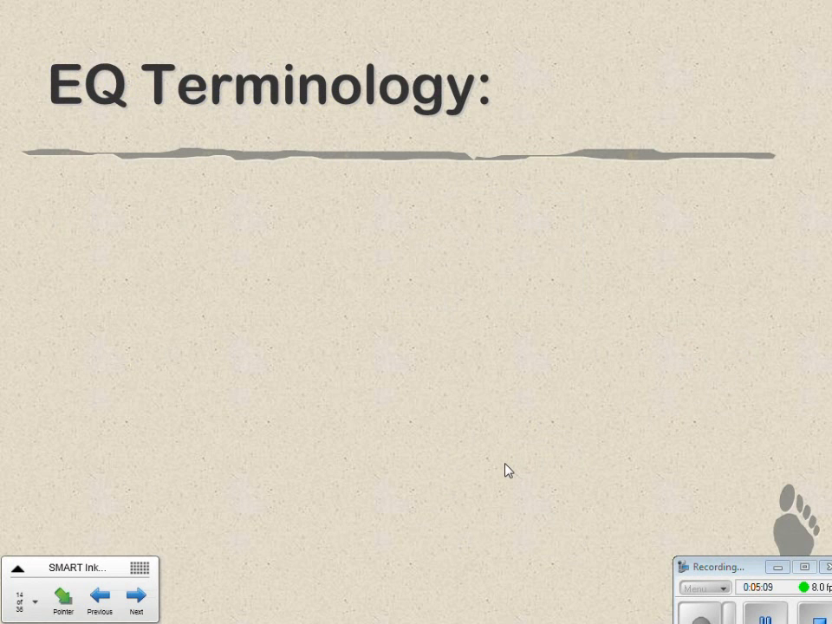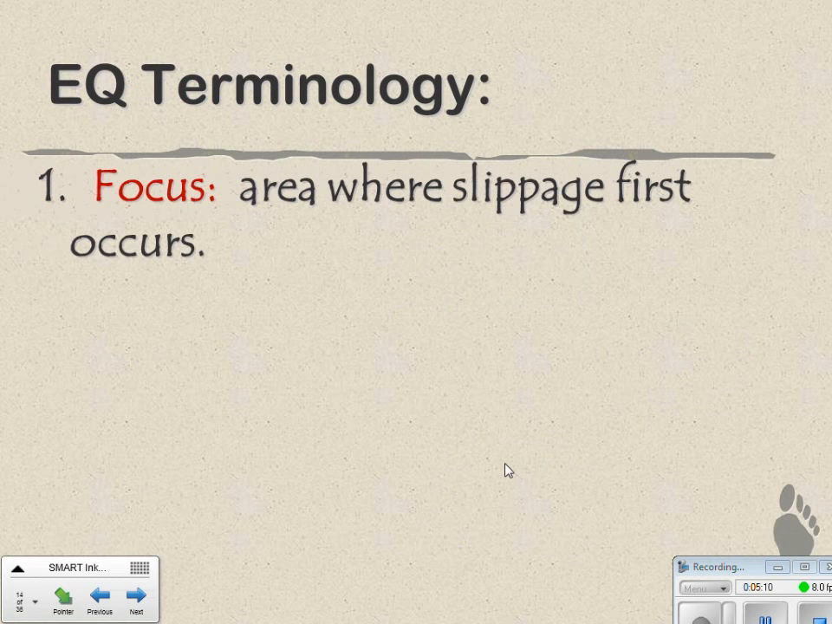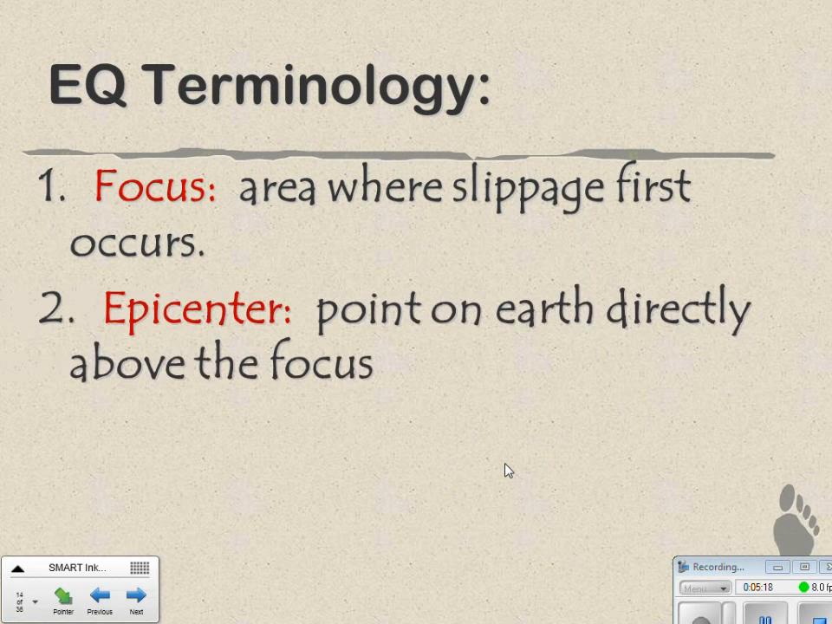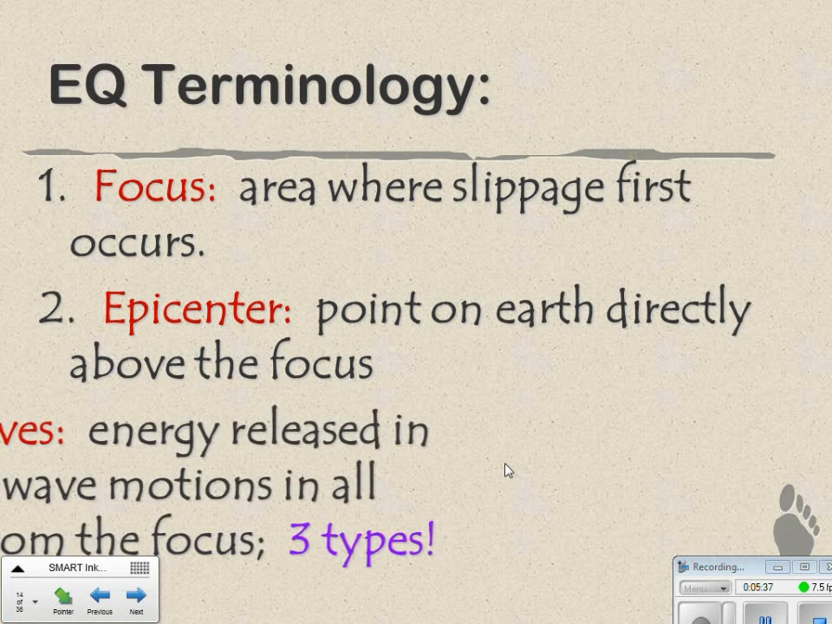And then some more earthquake terminology. The focus is the area where the slippage first occurs. That's where the earthquake first starts. The epicenter is the point on Earth directly above the focus. If you think about your skin, it's called your epidermis because it's on the outside of your body. Epi is on the outside. So the epicenter is above the focus on the surface of the Earth.